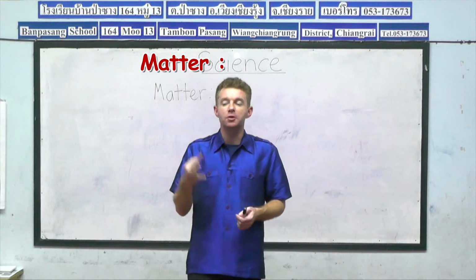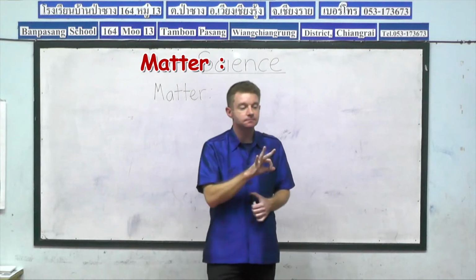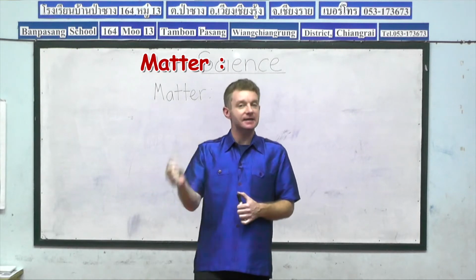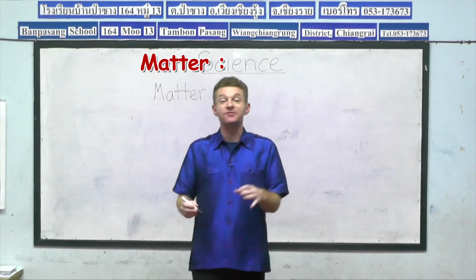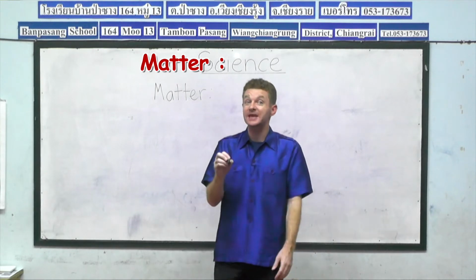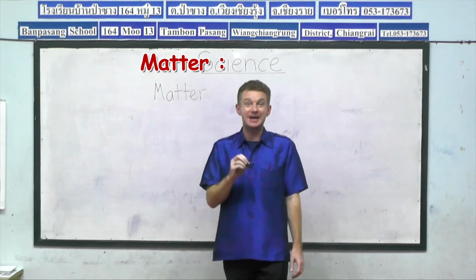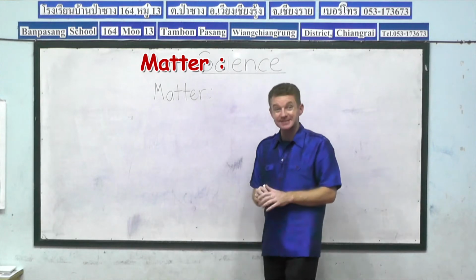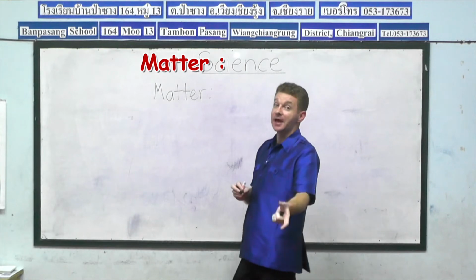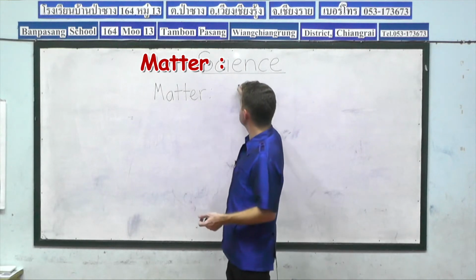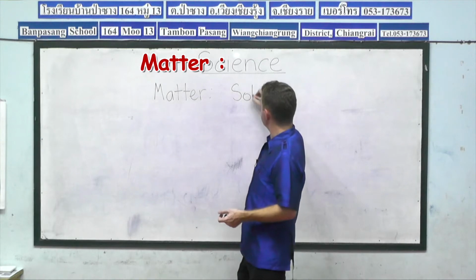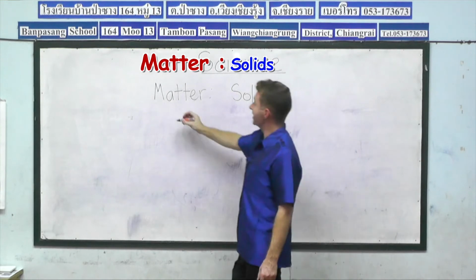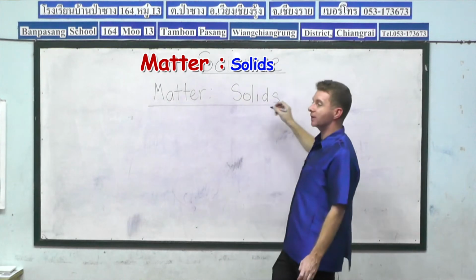Now, who can remember the 3 types of matter, guys? Solids, liquids, and gas. And in our previous lesson, we concentrated on one particular type of matter. Can anybody remember what that was? Solids. Well done. Yes, we learned about solids and their properties and characteristics. Solids is spelled S-O-L-I-D-S. So altogether, matter, solids.